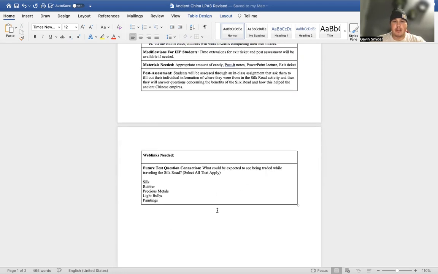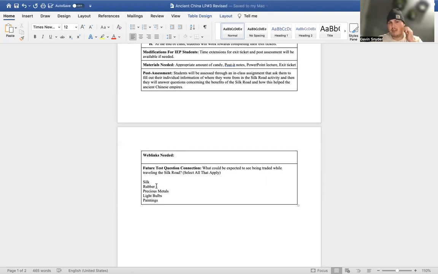Then at the bottom, just to round out this lesson plan, the future test question connection. What could be expected to see being traded while traveling the Silk Road? Select all that apply. So we obviously have silk. That's definitely going to be on there. Rubber. This caught some of them because we went over these real quick, even though they weren't for a grade or anything. Rubber they thought might be on there, but it actually wasn't.